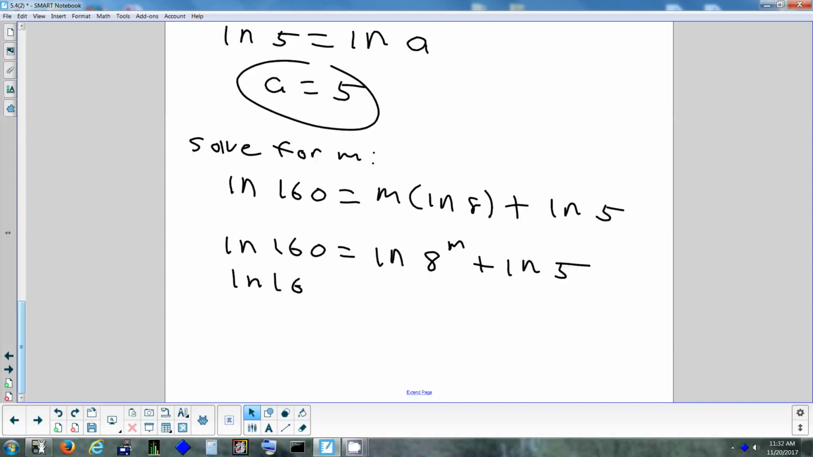All right. And now we have two logs separated with addition. So how would those logs be recombined into one? Multiply them. Yeah, you would multiply the arguments. And you could write 8 to the m times 5. I just think it looks neater if you write in that order: 5 times 8 to the m. And now we've got a single log on each side.